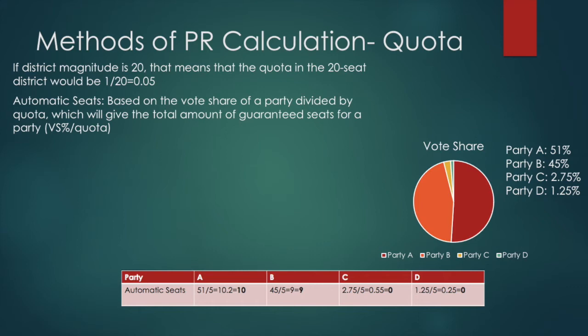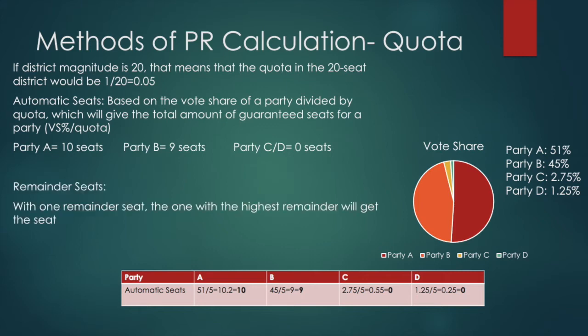It makes sense, as with 51% of the vote, Party A should be looking to get around half of these 20 seats. The other parties use the same calculation, and we end up with Party A having 10 seats, Party B having 9 seats, and Party C and D both having 0 seats. But you may ask, that only accounts for 19 of the total seats, so where does the last seat go to?